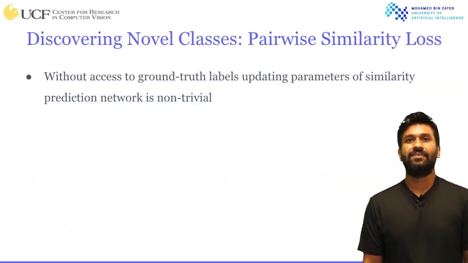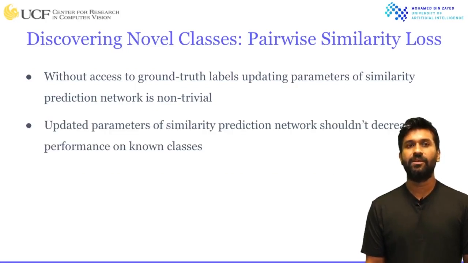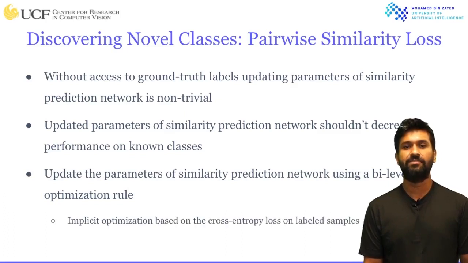Without accessing the ground truth labels, updating the parameters of the similarity prediction network is non-trivial. Therefore, in this work, we make a simple design decision, which is basically that we will update the parameters of the similarity prediction network in such a way that it shouldn't decrease the performance on known classes. And finally, we update the parameters of the similarity prediction network using a bi-level optimization rule. From a high level, it basically does an implicit optimization based on the cross-entropy loss on labeled samples. Therefore, the performance shouldn't go down on the labeled samples.